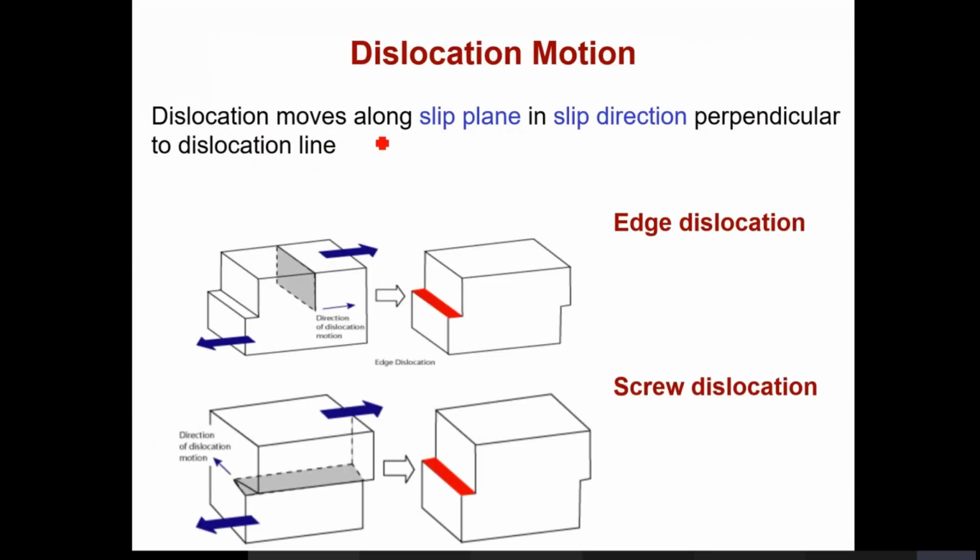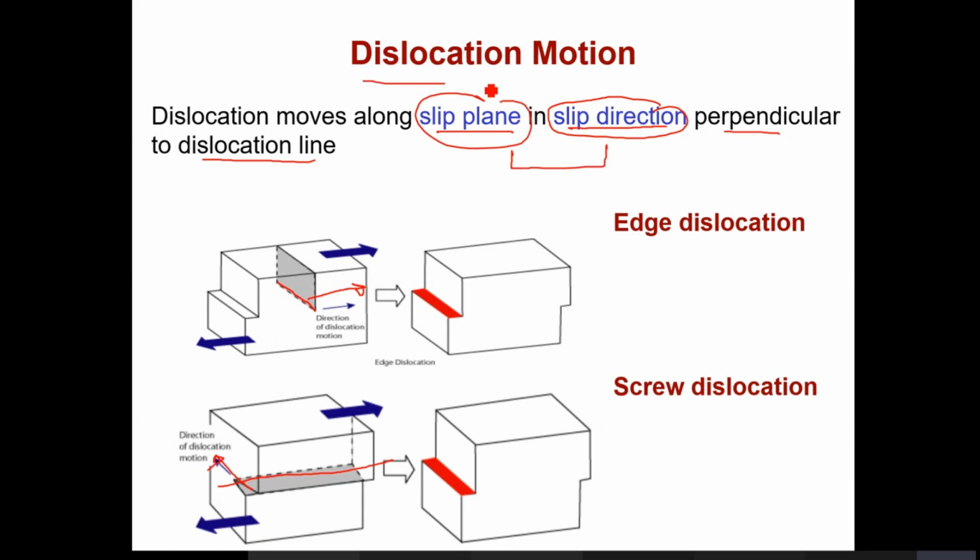Then the dislocation moves along the slip plane in the slip direction, perpendicular to the dislocation line. So if this is your dislocation line, the movement of the dislocation is essentially perpendicular to the dislocation line. Similarly, in a screw dislocation, if this is your dislocation line, the movement of the dislocation line is essentially perpendicular to the dislocation line. This movement is in a specific direction, which is known as the slip direction, and it takes place on the plane which is known as the slip plane. So slip plane and slip direction are very important when you're talking about dislocation motion.